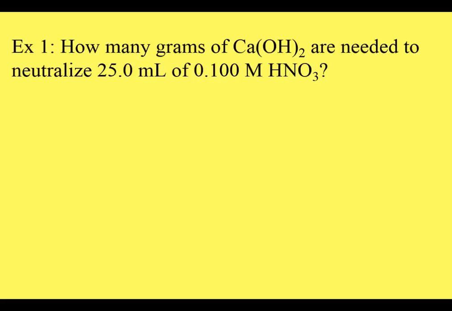Example 1. How many grams of calcium hydroxide are needed to neutralize 25 milliliters of 0.1 molar HNO3, nitric acid? We should start by writing a balanced neutralization equation. Acid plus base makes salt and water. My acid in this case is HNO3. And my base is calcium hydroxide.